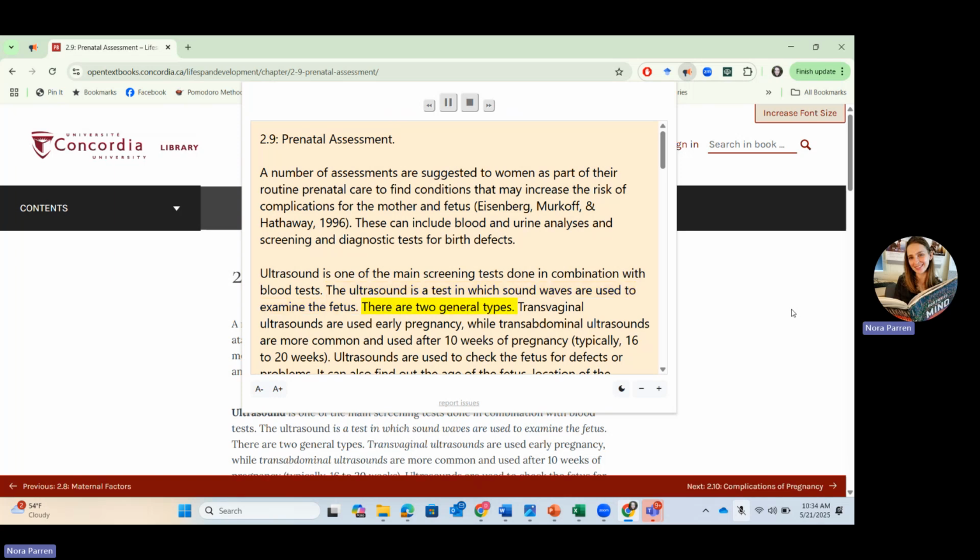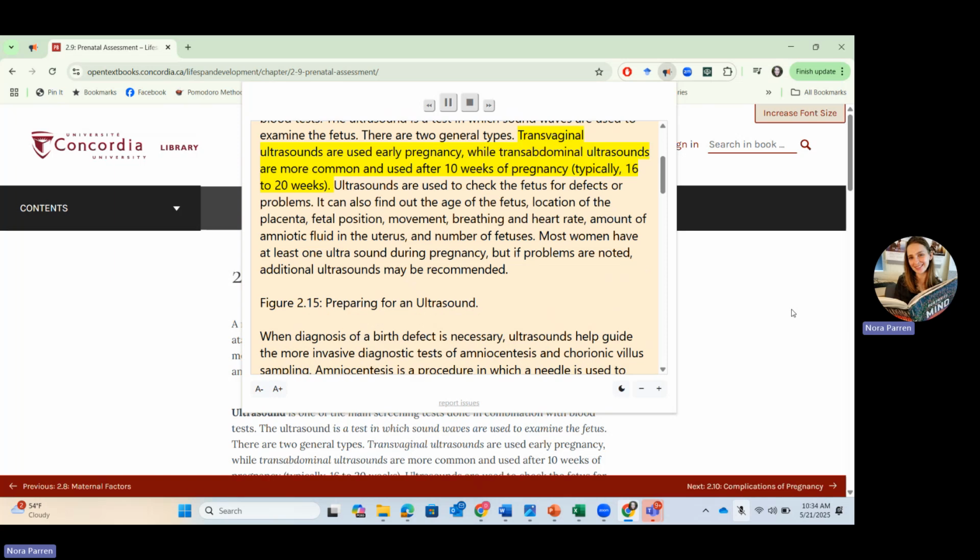There are two general types. Transvaginal ultrasounds are used in early pregnancy, while transabdominal ultrasounds are more common and used after 10 weeks of pregnancy, typically 16 to 20 weeks. Ultrasounds are used to check the fetus for defects or problems. It can also find out the age of the fetus, location of the placenta, fetal position, movement, breathing and heart rate, amount of amniotic fluid in the uterus, and number of fetuses. Most women have at least one ultrasound during pregnancy, but if problems are noted, additional ultrasounds may be recommended.